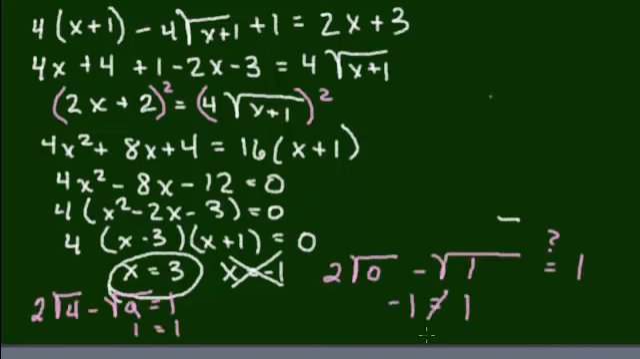Now I've written out the checking here in pink so that you can see how the negative 1 won't work. The negative 1, when you try to work this problem out, you'll get negative 1 equals 1. That's not true, and that's why this x equals negative 1 won't work.